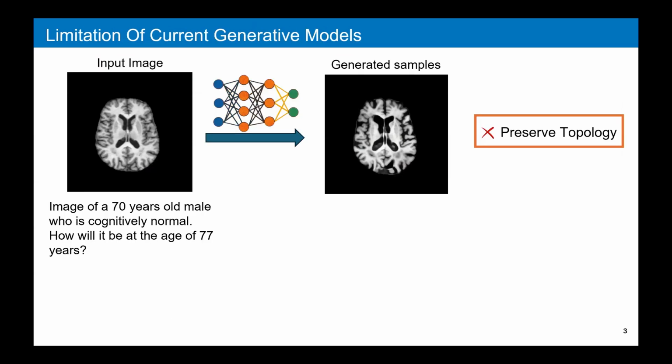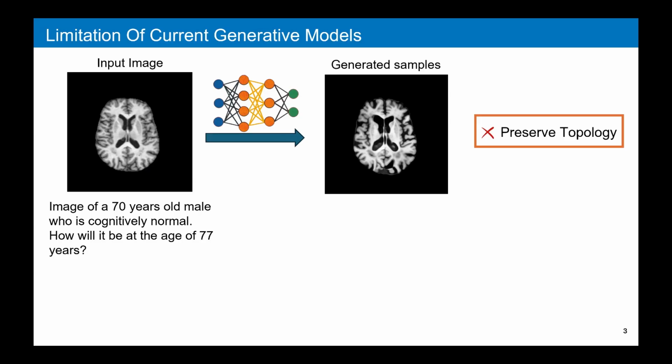However, we identified limitations of current generative models. First of all, they do not consider topology. For example, if we give an image to a generative model with text instructions, in this case, we ask the question: image of a 17-year-old male who is cognitively normal, how will it be at the age of 77 years?